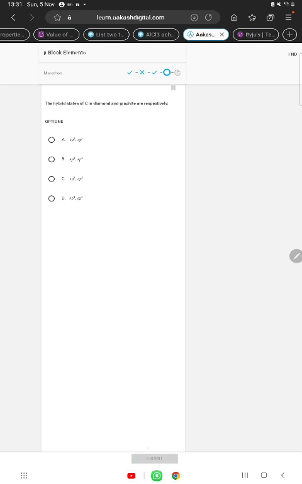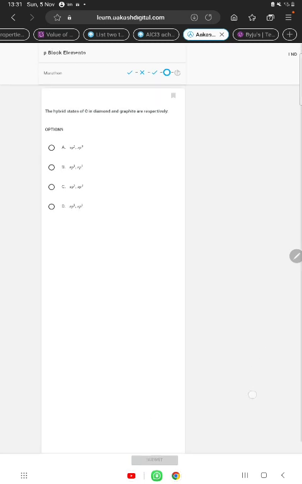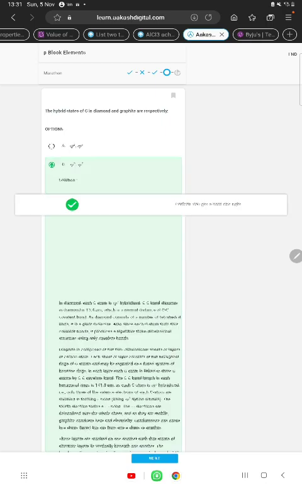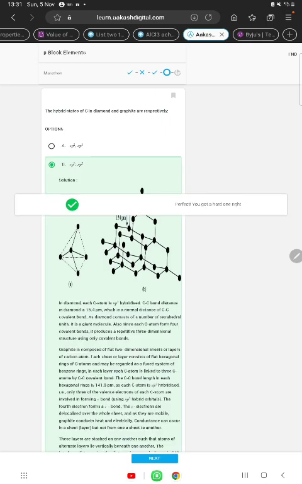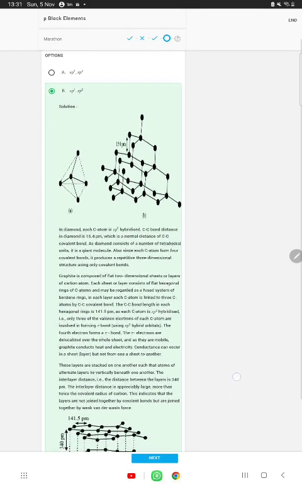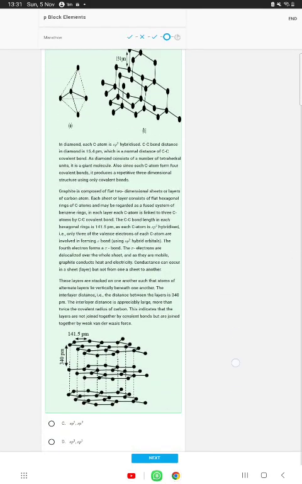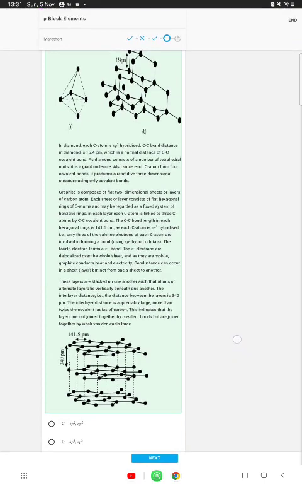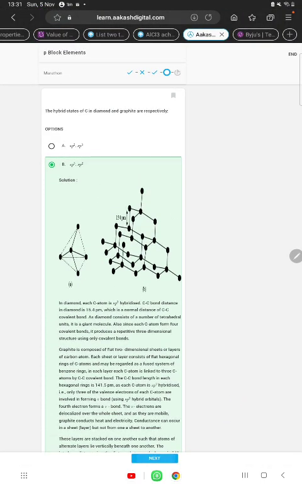of the silicones. Here the question: the hybrid state of carbon in diamond and graphite are respectively sp3, sp2. Correct one. So sp3 and sp2, this is the correct answer, students. You can see here, diamond has 4 carbons and graphite has 3 carbons.